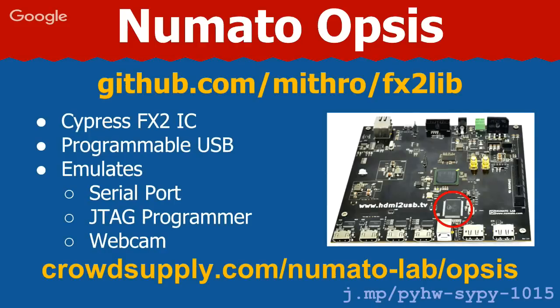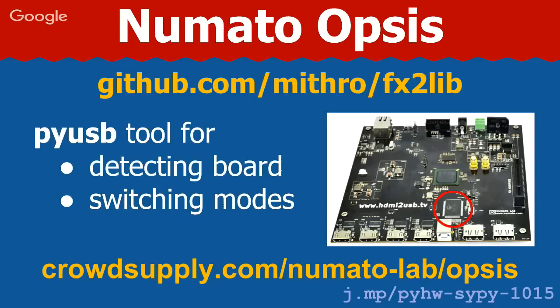Again, this board. On this board, we have this chip here, which is not the FPGA. That's the FPGA. This is the USB chip. It's basically a USB chip that can emulate a whole bunch of different functionality. It can be a serial port. It can be a JTAG programmer. It can be a webcam. So this is kind of complicated. So I've been running a PyUSB tool that detects the board and lets you switch which mode you want it in. Do you want it in the JTAG development mode, or do you want it in the webcam mode, or that type of thing? And PyUSB was really great for doing that.